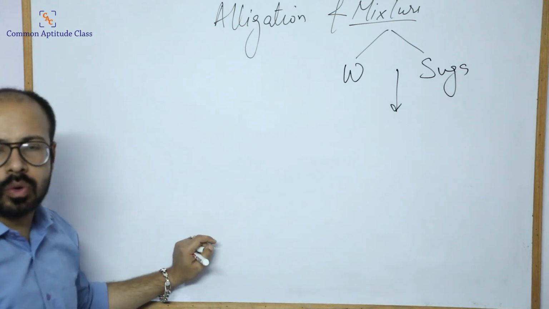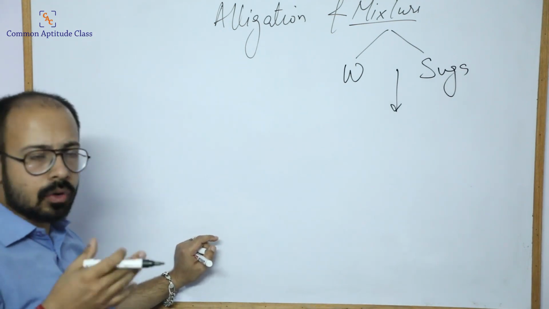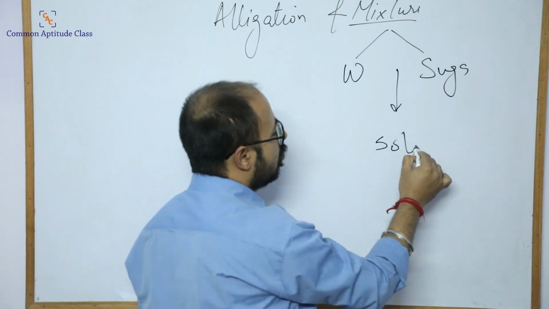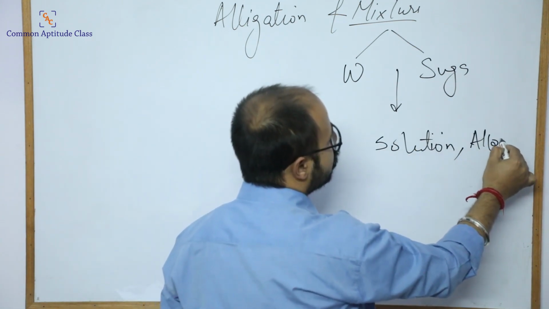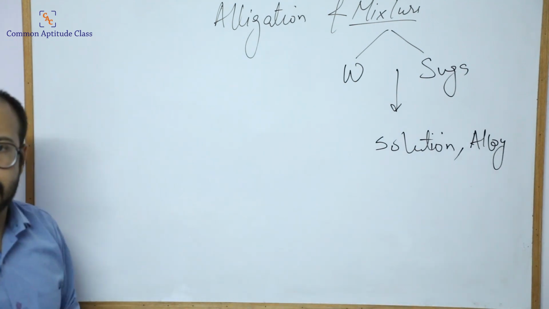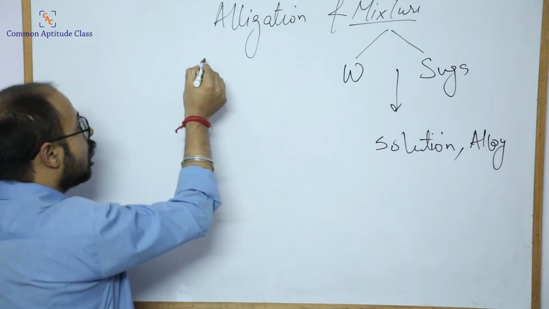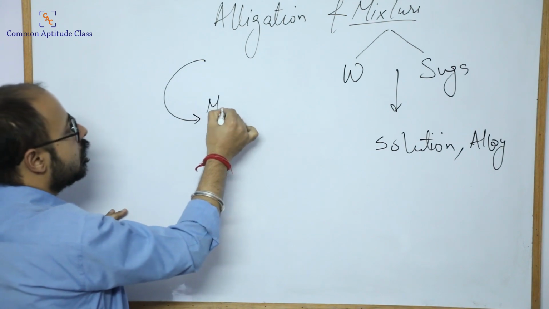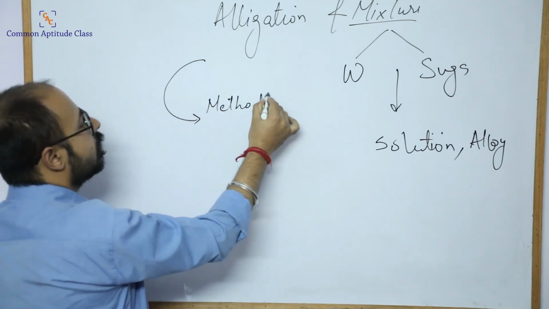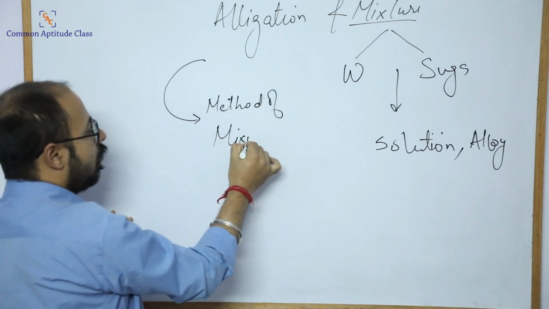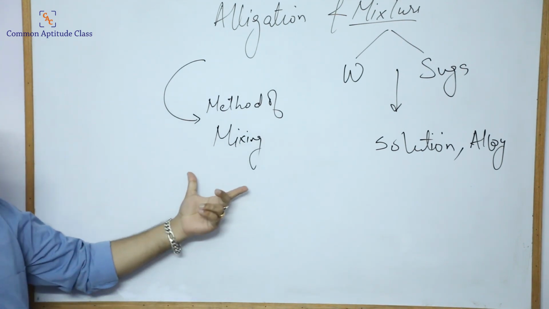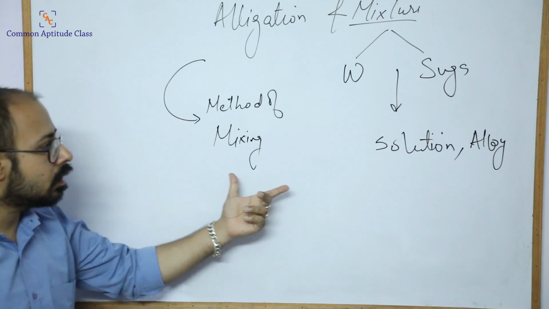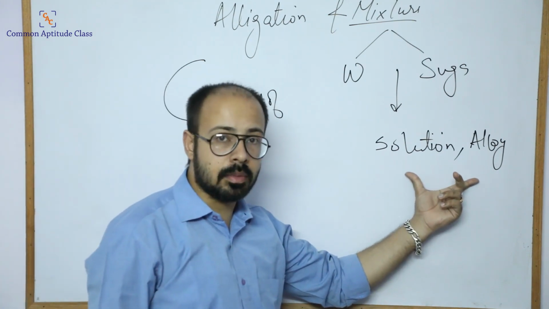In the same way, when two or more quantities are added to form something, a solution or an alloy, these are mixtures. What is alligation? Alligation is the method of mixing. The method of mixing is known as alligation. What we do in alligation will help us find by what way the mixture is made.